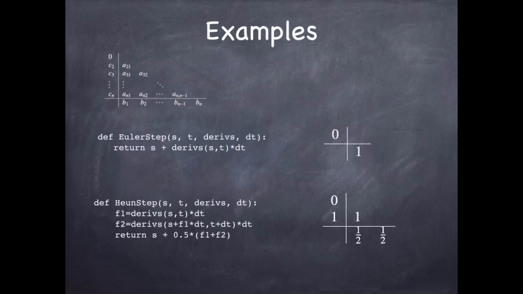So for example, the Euler algorithm is easy. It's just got one entry in the Butcher table, but the Heun algorithm has a zero measurement of derivatives, and then at the full time step you measure derivatives, and you measure the full time step derivatives at a full space step away, and then you average the F1 and F2 that you compute in this way, and that means the B's are a half and a half. And that's kind of how that works.